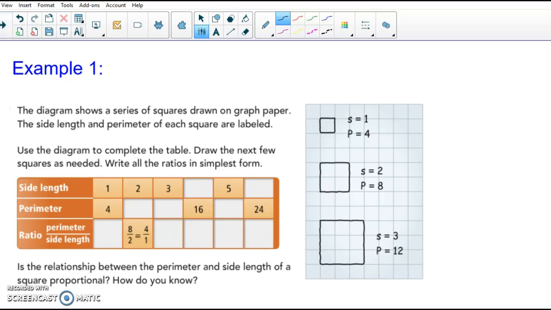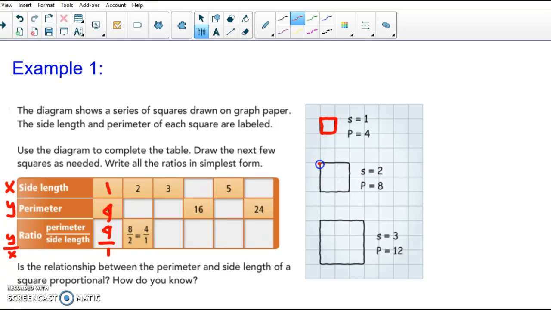Let's look at kind of a geometry example. We're looking at a series of squares, and we have the side length and perimeter labeled. So for our first square, the side length is 1 unit long, which gives us a perimeter of 4 total units to go all the way around. So if my side length is 1, my perimeter is 4. So if I'm going to write that ratio, that y to x ratio, then normally in tables we will list x and then y. So if I want to list my ratio, which is always going to be y to x, then I will put 4 over 1.